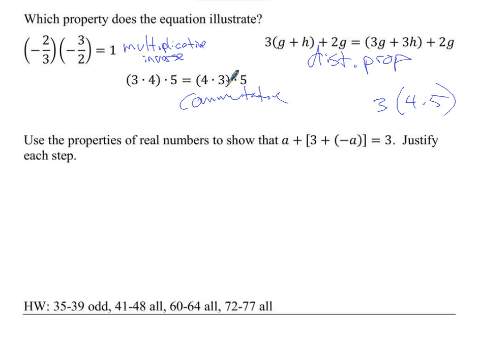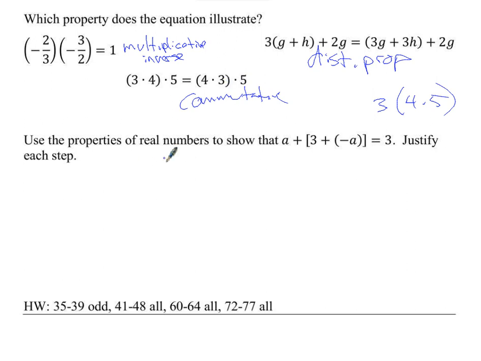Okay, use the properties of real numbers to show that a plus 3 plus negative a equals 3, and then justify each step. So this is what we call an algebraic proof. Don't grumble because you hear the word proof. Really all you do when you're solving problems is a proof. You're just not making it very formal. A proof is just a formal way of solving a problem. That's all it is. Okay? But you have to write down step by step by step. So that's what we're going to do here.